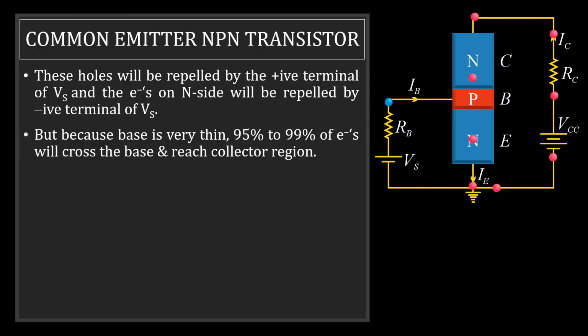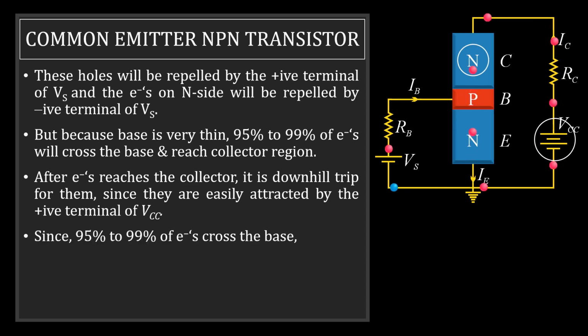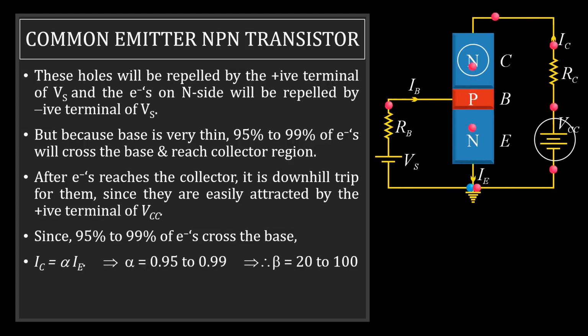We can also understand that these electrons which are coming over here are easily attracted to the positive terminal of the battery. So for these electrons, it is a downhill trip. And since 95 to 99% of the electrons cross the base, so I can say IC is going to be alpha IE. And alpha is the fraction that has crossed the base, that is 0.95 to 0.99.